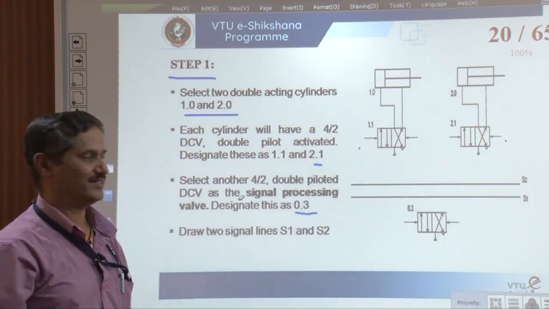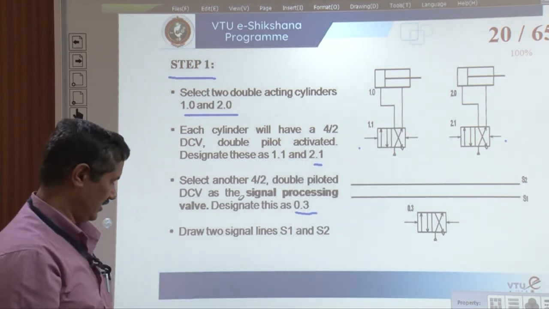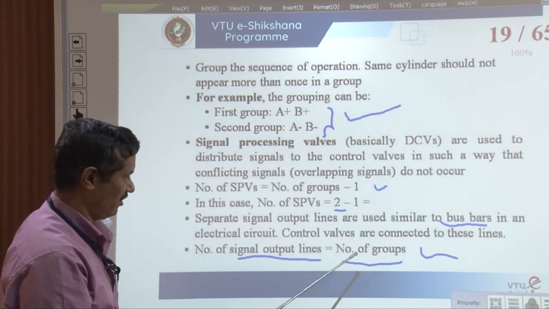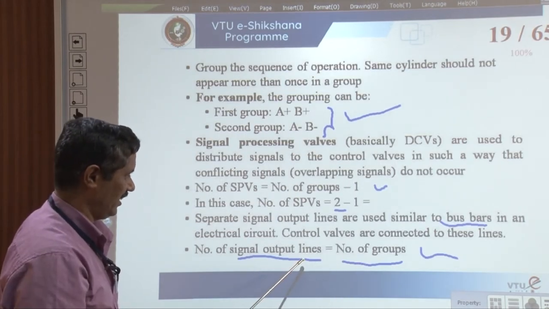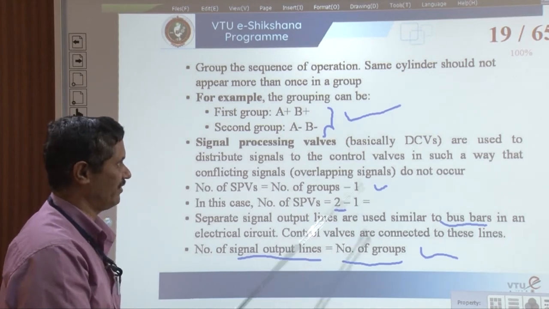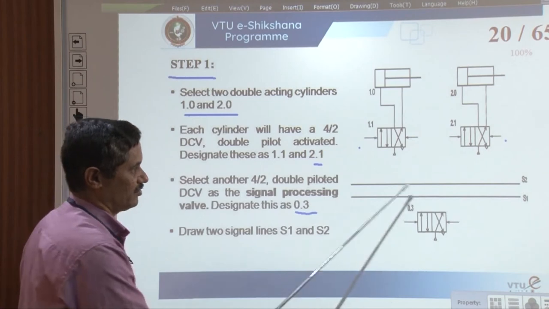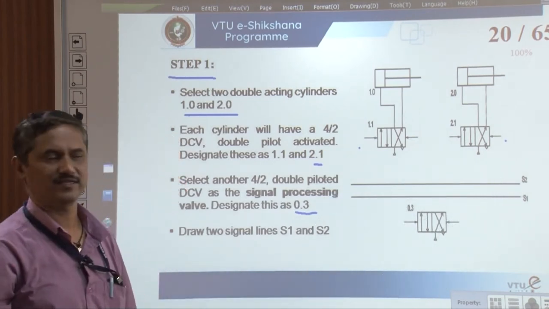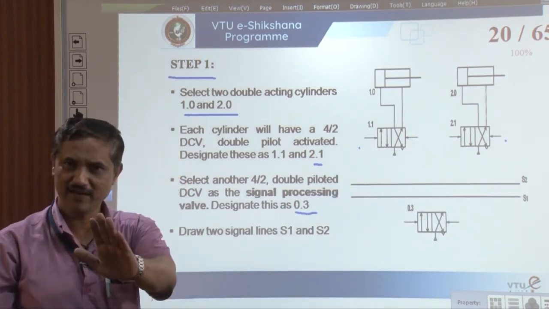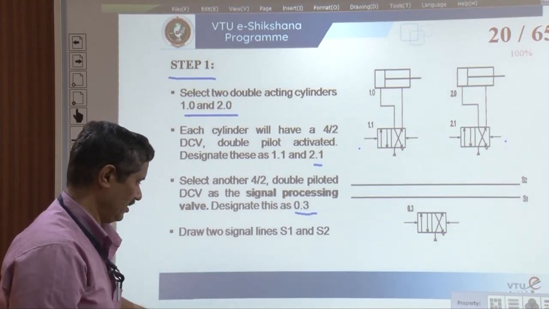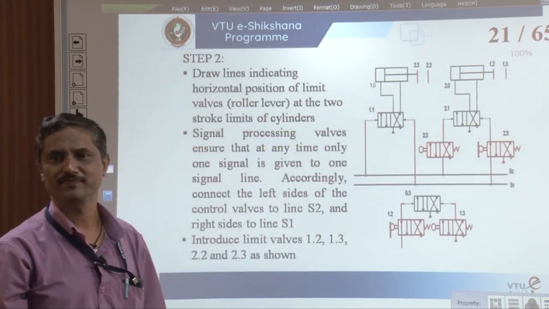There are two lines that we have to take, because I have already said the signal output lines will be equal to the number of groups. We have two groups. So, this is how two lines we have to take. I have taken S1 and S2. It is very clear, very easy also. Not difficult. So, now we will move to the next step.